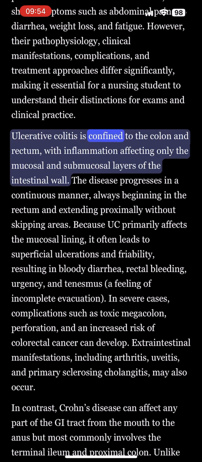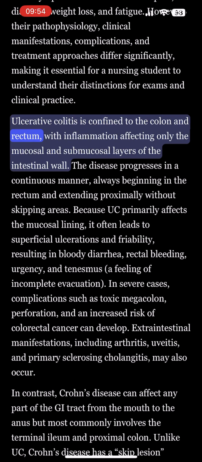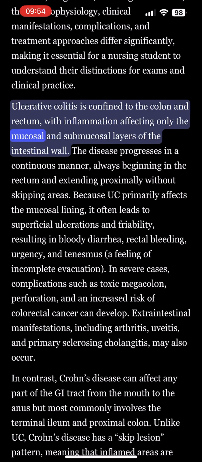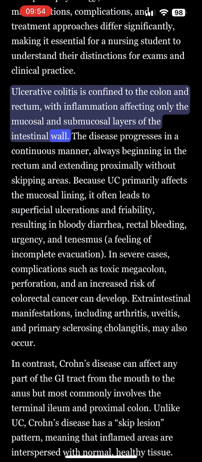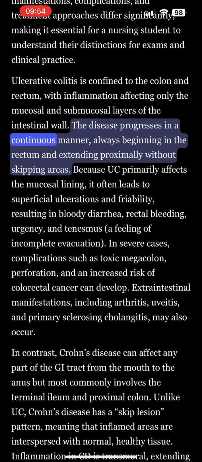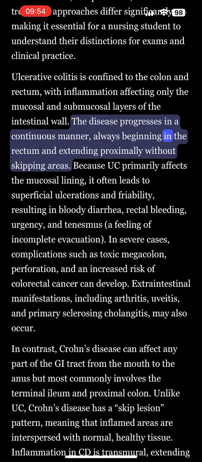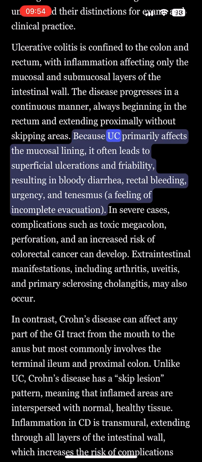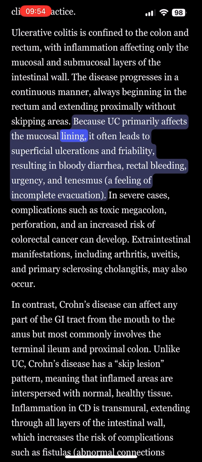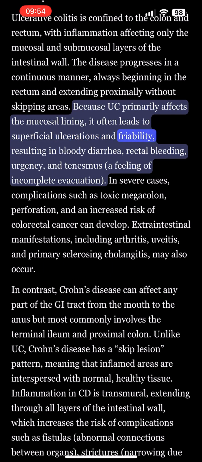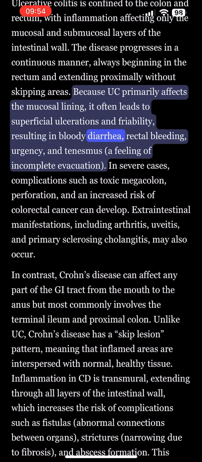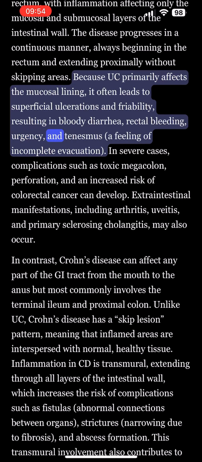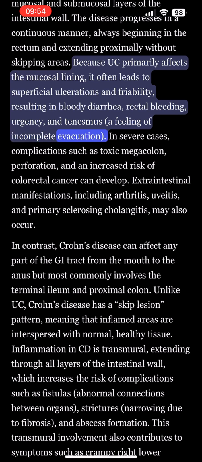Ulcerative colitis is confined to the colon and rectum, with inflammation affecting only the mucosal and submucosal layers of the intestinal wall. The disease progresses in a continuous manner, always beginning in the rectum and extending proximally without skipping areas. Because UC primarily affects the mucosal lining, it often leads to superficial ulcerations and friability, resulting in bloody diarrhea, rectal bleeding, urgency, and tenesmus, a feeling of incomplete evacuation.